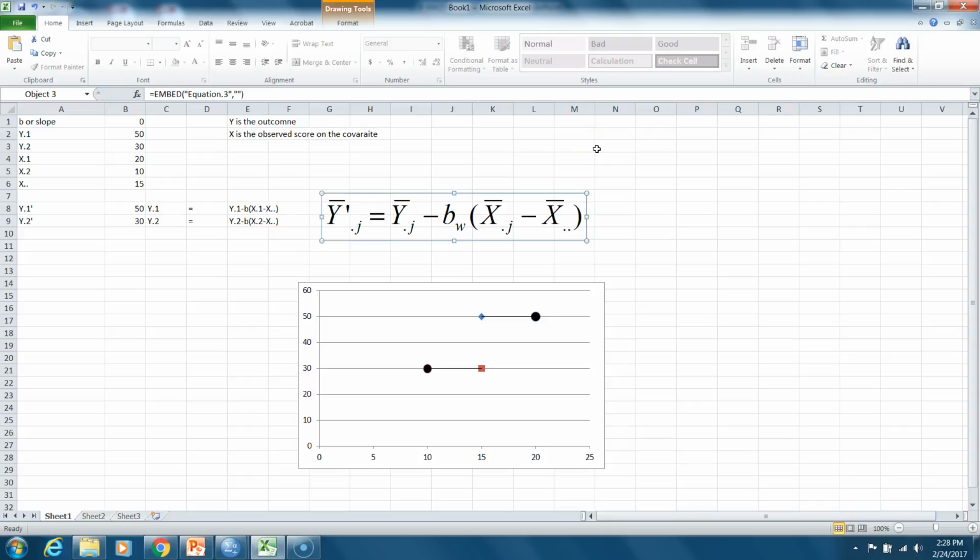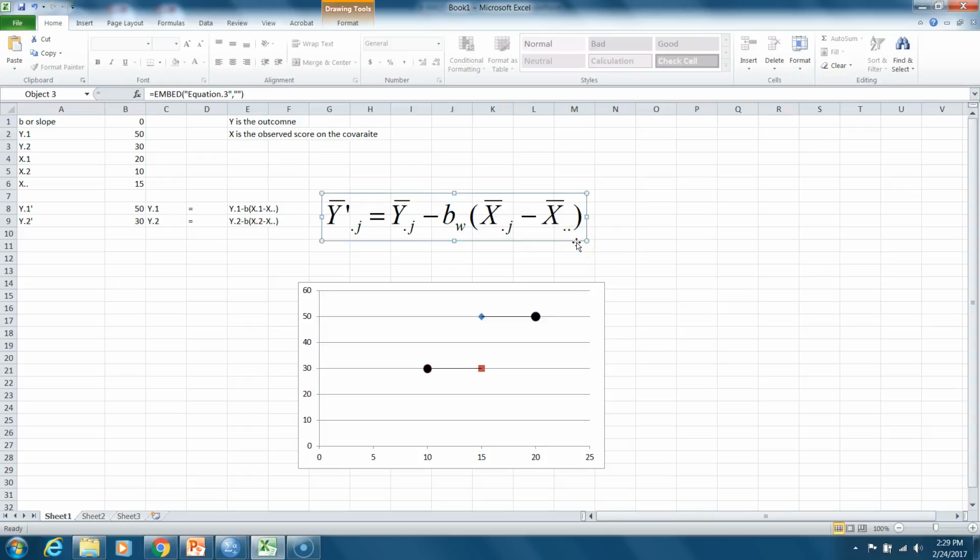First, let's define a couple of these things. That y prime there, that y bar prime dot j, is our adjusted mean. And the way we adjust it is, guess what? We take the old mean and we subtract something. What we're subtracting is some difference on the covariates, and we're accounting for that by weighting it using the slope. So b is going to be a slope, and this here is the covariate, the observed score in our covariates. So we have a mean for a covariate, and we also have a grand mean for a covariate.